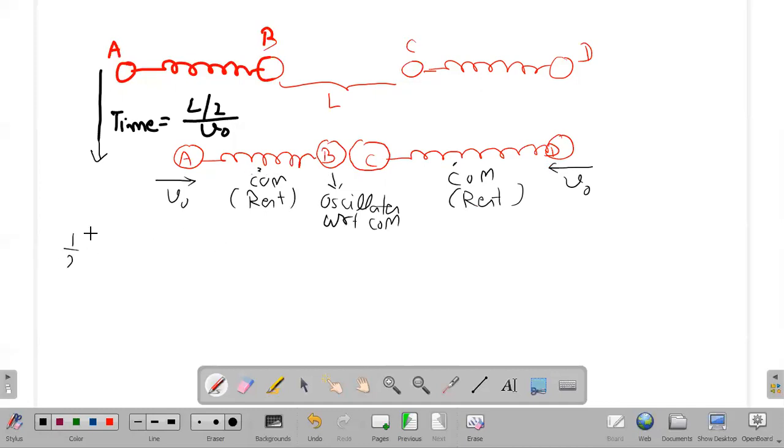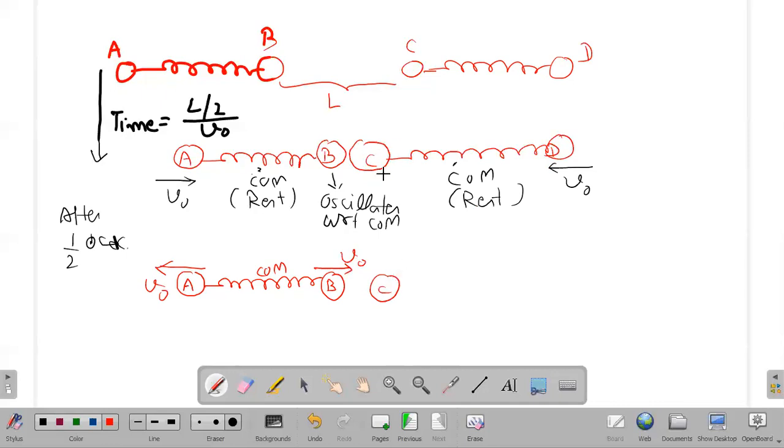And after half oscillations, the blocks will be again at the same place, but their velocities are now in different directions. So what will happen after half oscillation? That center of mass will remain at rest. Block A has now velocity to the left side. Block B has a velocity to the right side. And block C has a velocity, notice that block C has a velocity to the left side now. After half oscillation, the spring is connected. Block D will have a velocity to the right hand side.